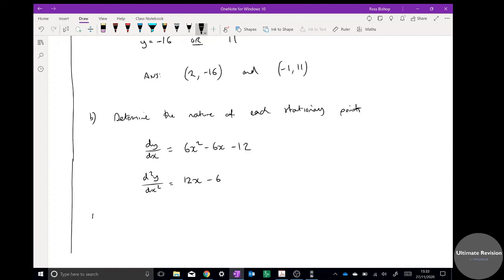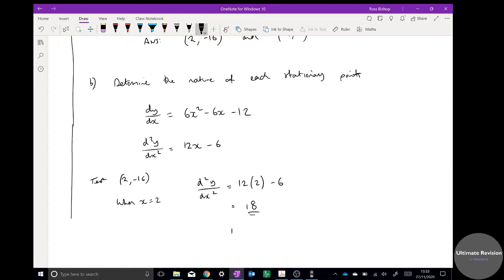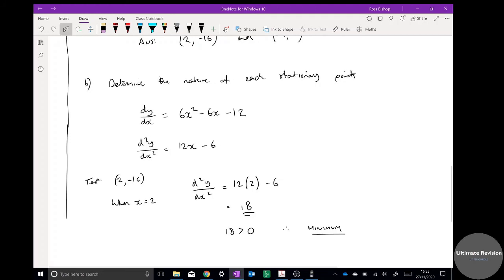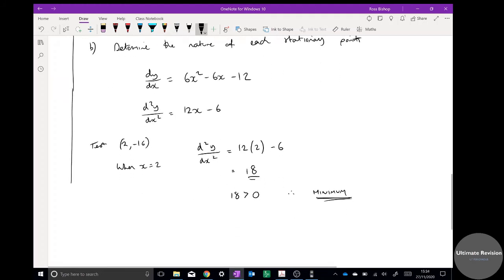Now, I need to test each coordinate. So my first coordinate, I need to test 2, minus 16. That is when x equals 2. That's the x coordinate is 2. So when x equals 2, the second derivative is equal to 12 times 2 minus 6, which is 18. Now 18 is greater than 0, therefore it is a minimum point. It is a minimum point, and that's how you'd answer that sort of question.